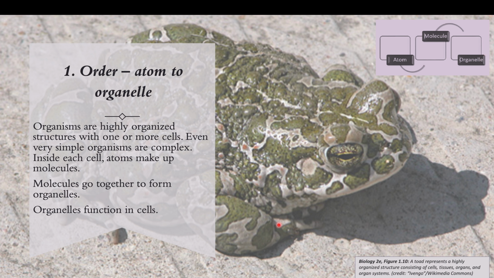This picture here is actually from your book. This is just a toad. It represents a very highly organized structure, structure in this case meaning an organism, consisting of cells, tissues, organs, and organ systems. So please keep in mind, one of the notes I have here is that non-living things may show some but not all properties of life.